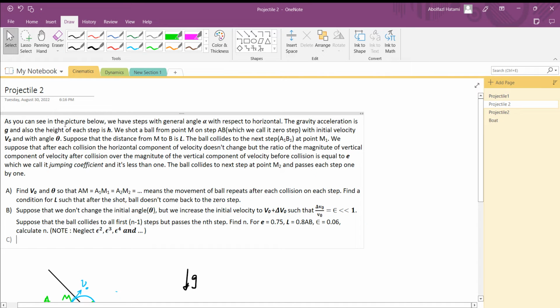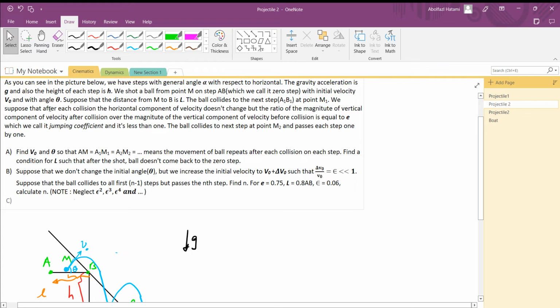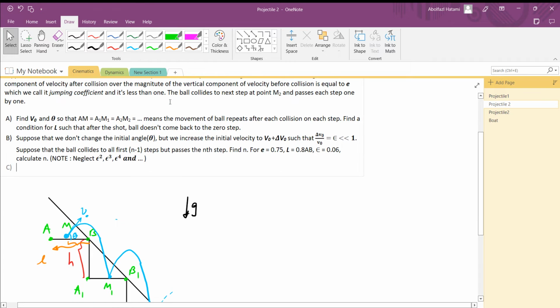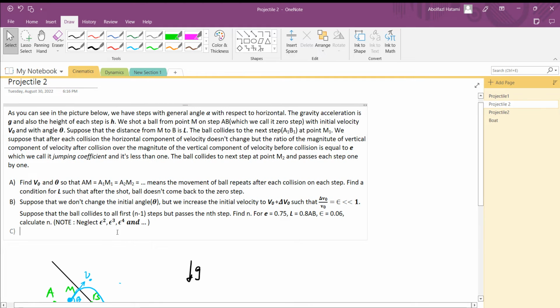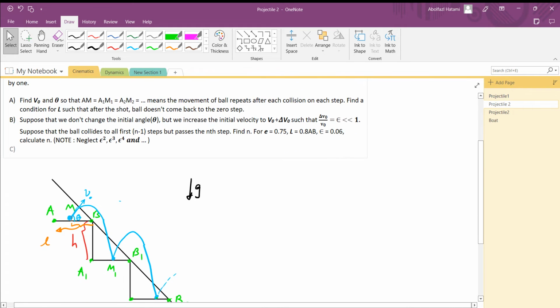With initial velocity v0 and with angle theta with respect to the horizontal, suppose that the distance from M to B is capital L. This is L, and I draw it here with orange color. MP is L. The ball collides with the next step. I mean, when we shot it, after that it collides with step 1 at point M1.